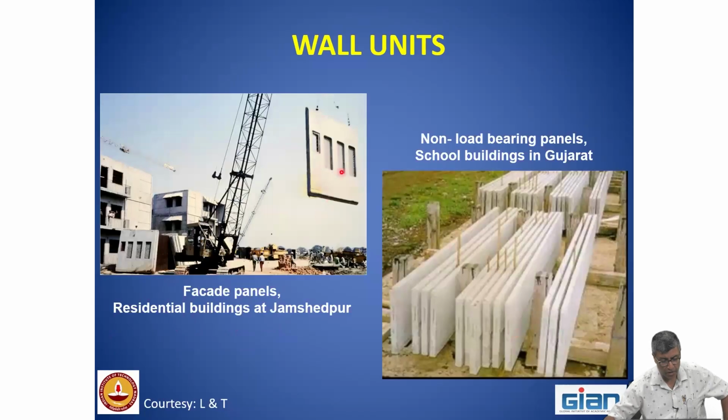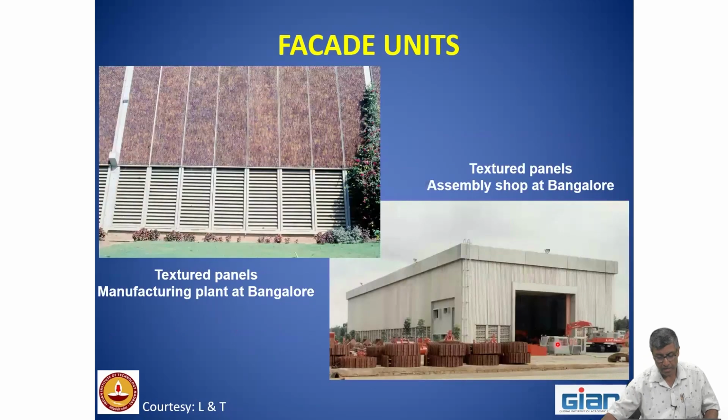This is another photograph I showed yesterday, of how the wall elements were made for the Jamshedpur project. These are the non-load bearing panels used in the Gujarat school buildings. Now, these are the textured finishes. See the wonderful finish. This is like a beer bottle type of finish. This is not possible as cast in place, okay. That means precast facade panels have been put to give this texture. On the right side you see this corrugated finish.